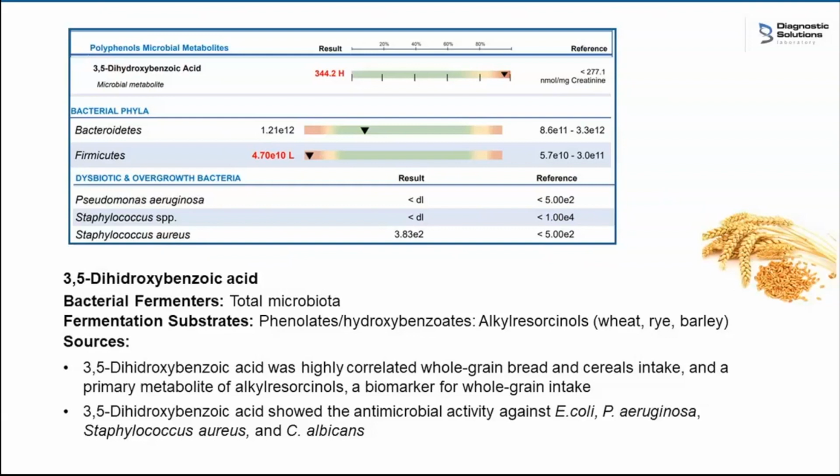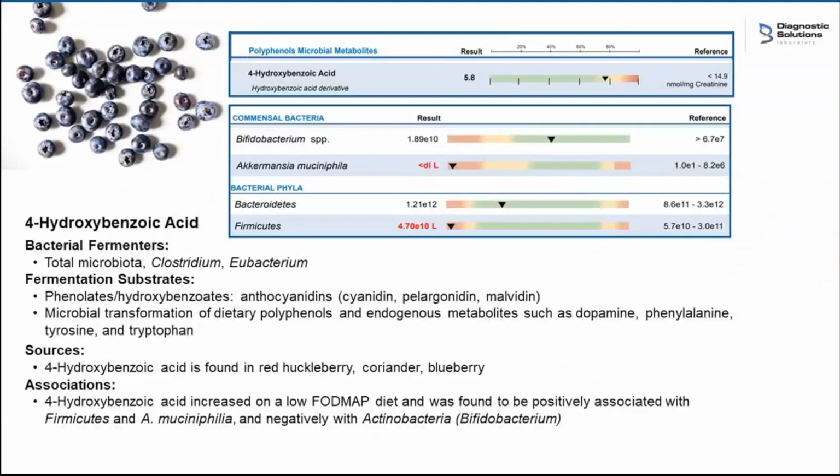coli, Pseudomonas aeruginosa, Staphylococcus aureus, albicans, so kind of looking at those. And then the last one I'm looking at is 4-hydroxybenzoic acid. So its main bacteria are Clostridium, Eubacterium, and also just total. They're phenolates. They come predominantly from anthocyanins, so those purple foods. That's why my berries. But they also can be impacted by endogenous metabolites like the dopamine, phenylalanine. So it's generally found in certain purple foods.